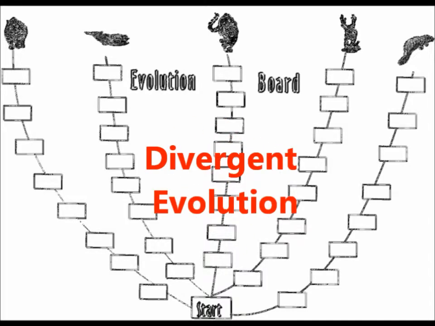Divergent evolution is a process in which an interbreeding population or species diverges into 2 or more descendant species, resulting in one similar or related species becoming more dissimilar.